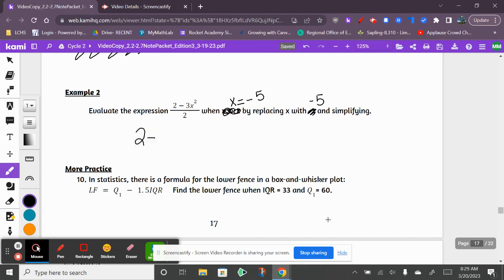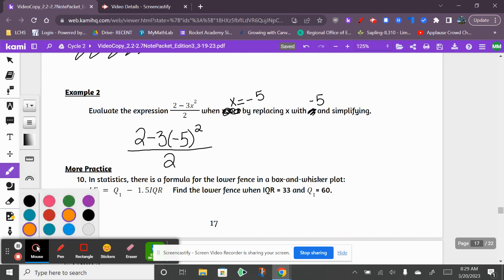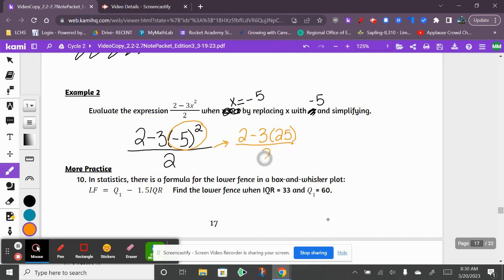The only thing I'm going to do is when I get to the x, I'm going to replace it with a -5. So I just rewrote this and I'm putting a -5 in for where the x was. Okay, I'm going to worry about just the top right away. If we look at the top, we have multiplication, subtraction, but we also have an exponent. So I will use that first. So we have 2 minus 3 times 25. It's still all over 2.